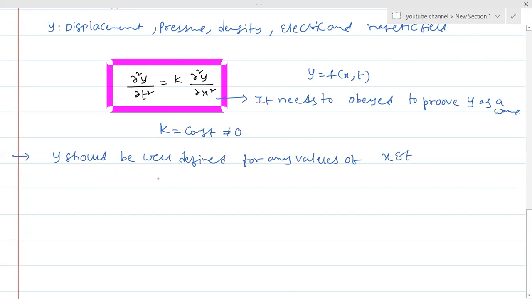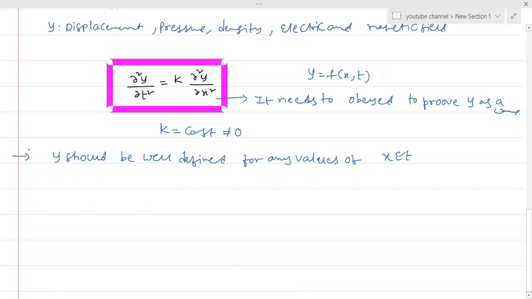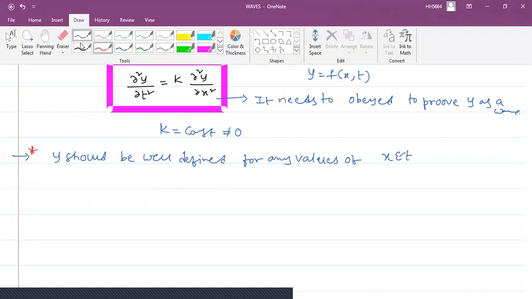Y should be defined for any values of x and t. That means if you substitute any value of x, right from 0 to infinity, y should be well defined. Y needs to have some value. So this is a very important point. On the basis of this point only, we will check whether the given equation is a wave or not. So we will do that.